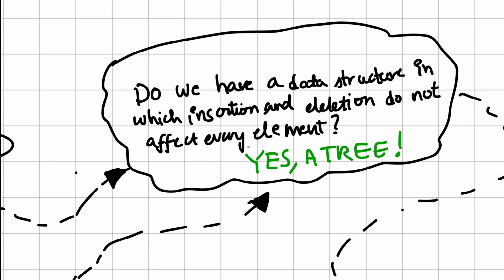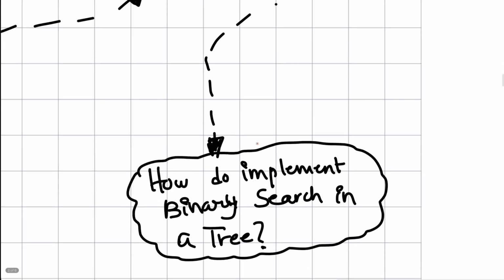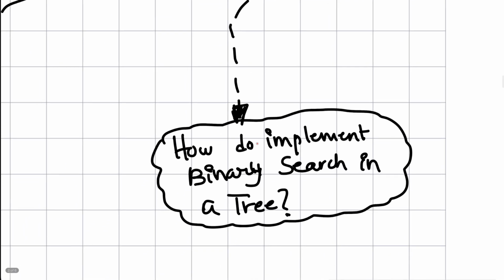In a tree, any operation performed on a node or an element only affects its ancestors and predecessors. So we found a data structure, that's good, and we have a base algorithm, binary search, for searching. So how could we merge these two concepts of binary search in a tree?